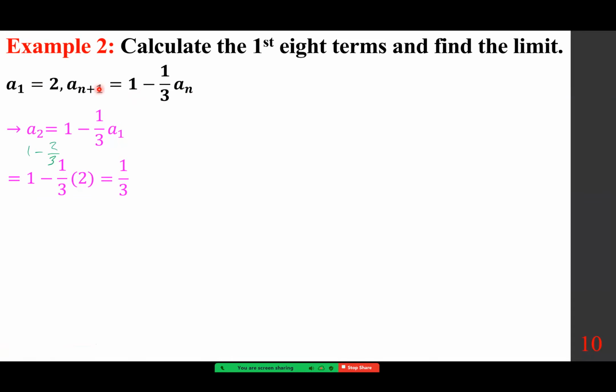Go back to this one. Can anybody give me a sub 3? Because as long as we can get a couple of them, that means we have no problem finding all of them. Can anybody give me the next one? A sub 3.